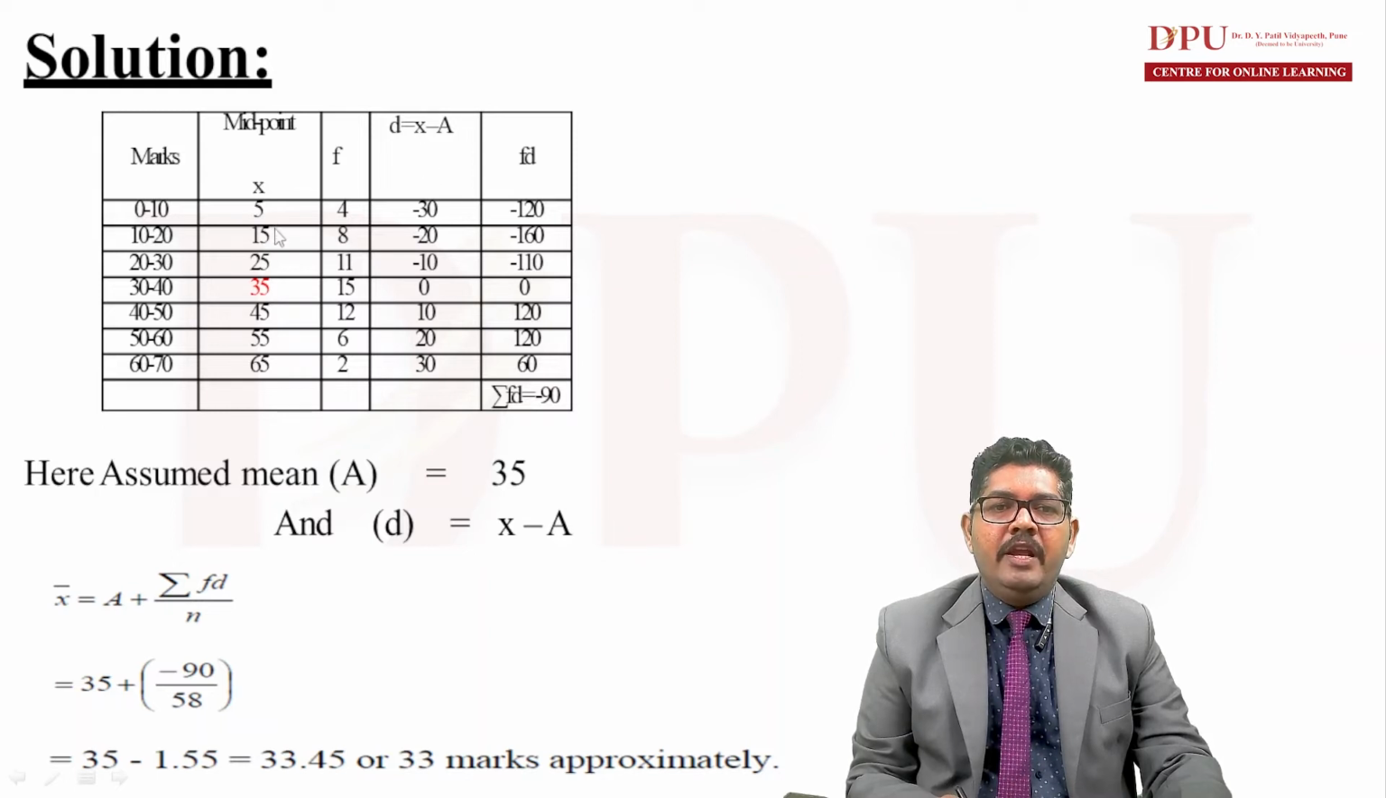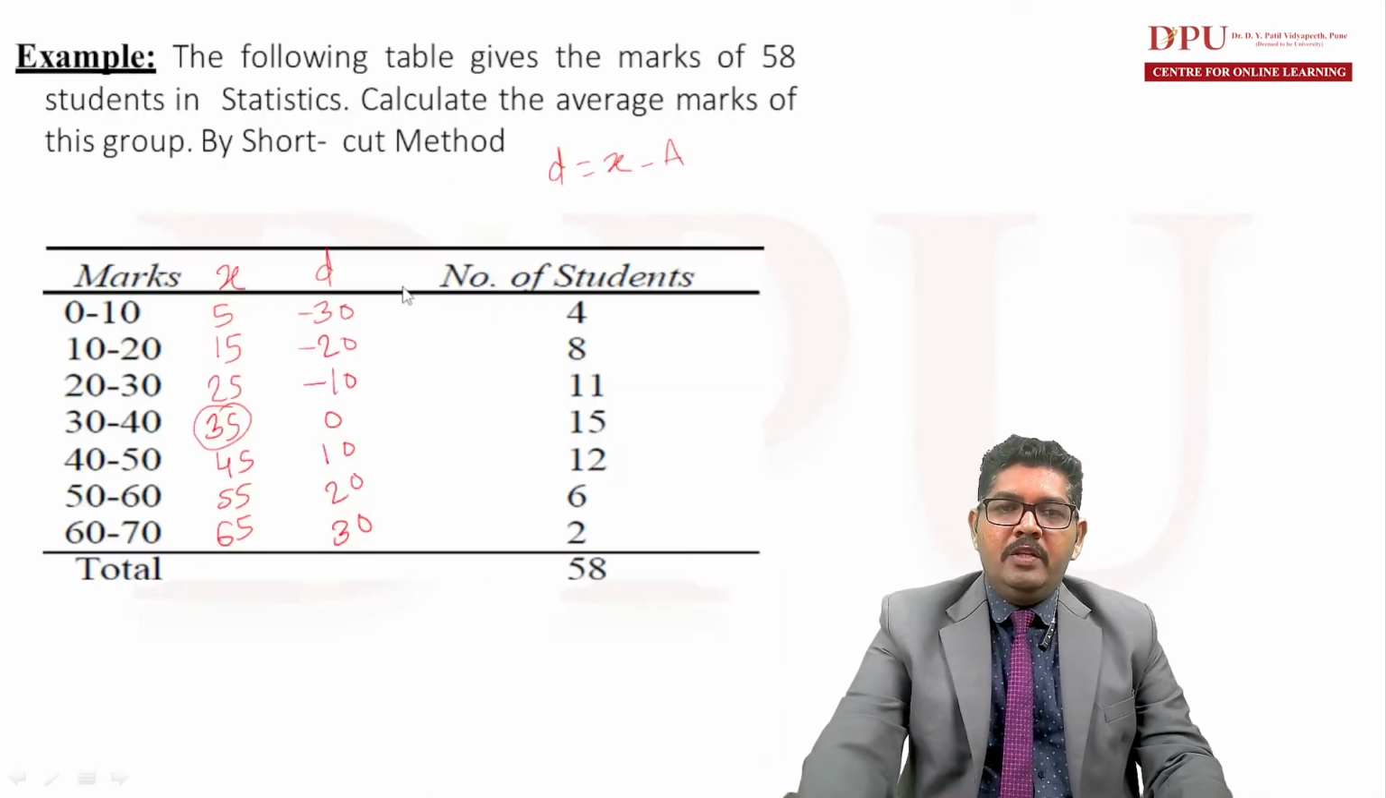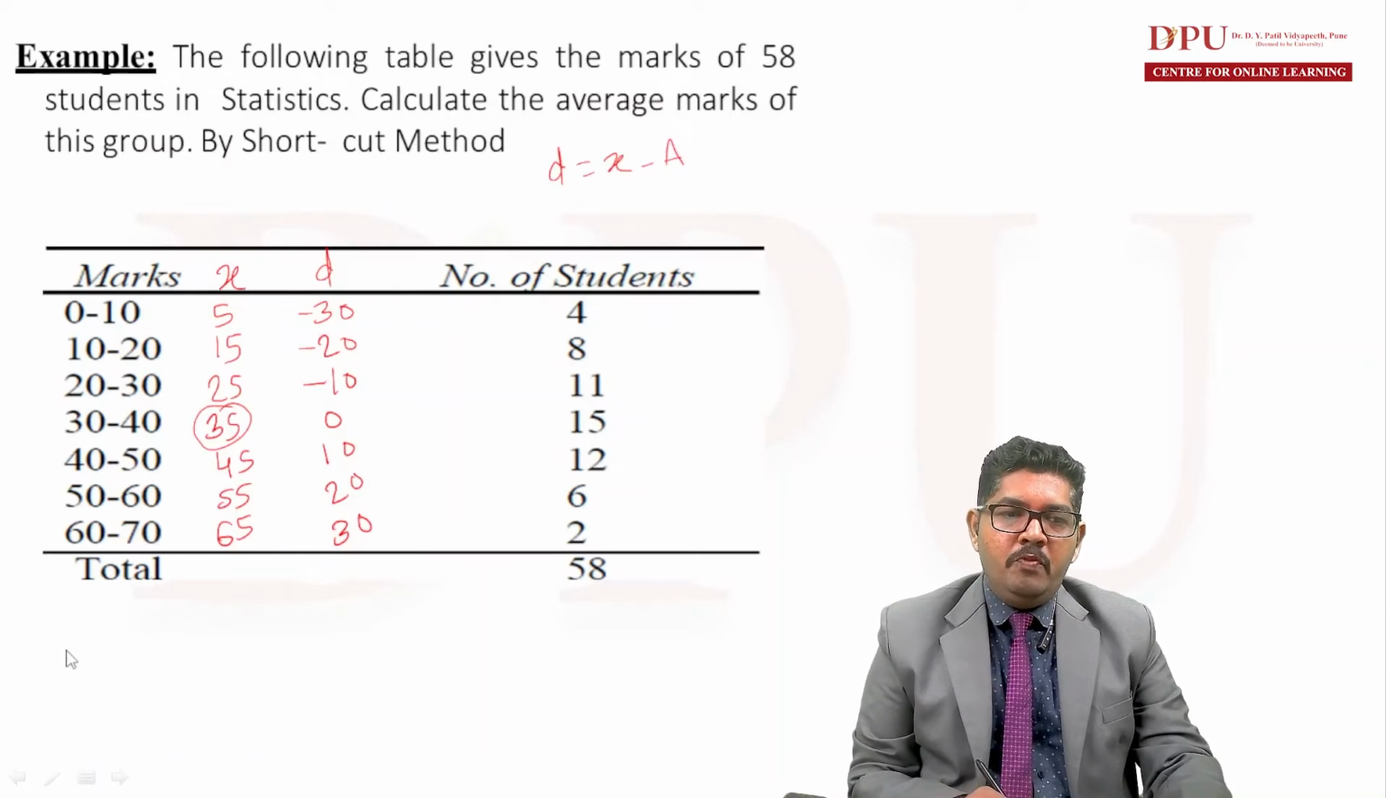So deviations are like 5 minus 35, which is minus 30. 15 minus 35 is minus 20. 25 minus 35 is minus 10. 35 minus 35 is 0. 45 minus 35 is 10, and so on. So this is how we calculate deviations. Look at the formula once again. The formula we use is x bar is equal to a plus summation of fd divided by n. Alright. So deviations are calculated, frequencies are given here.